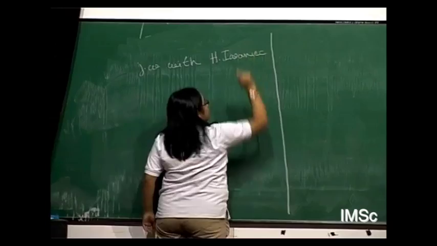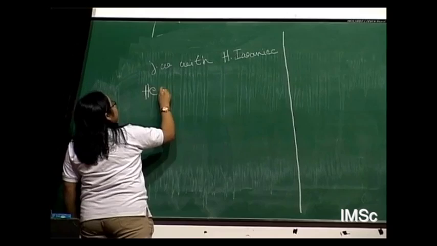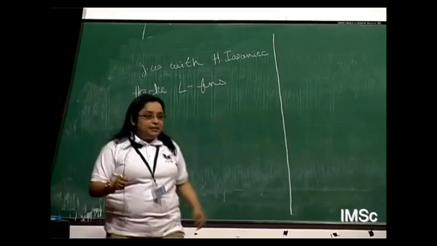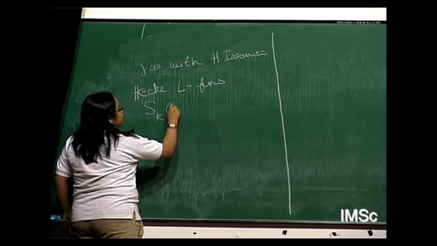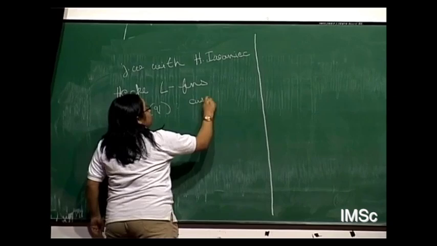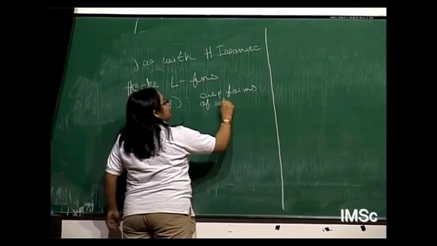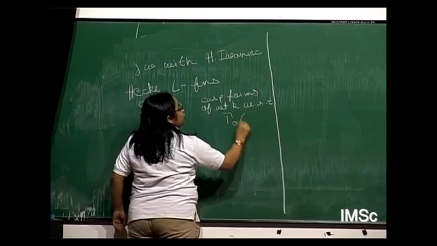Okay, so I'm interested in Hecke L functions. A brief review of notation: let us take S sub k of q to be the space of cusp forms of weight k with respect to the modular group gamma sub 0 of q. And this is a linear space.